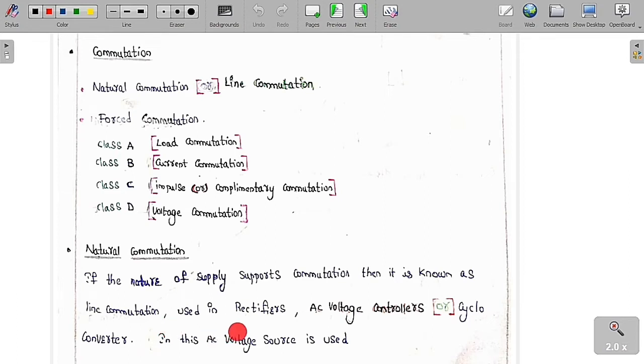This type is used in rectifiers, AC voltage controllers or cycloconverters. In this an AC voltage source is used, because here natural commutation, with the help of the supply voltage only, turns off the SCR. So this method is preferred for rectifiers, and also for cycloconverters or AC voltage controllers.